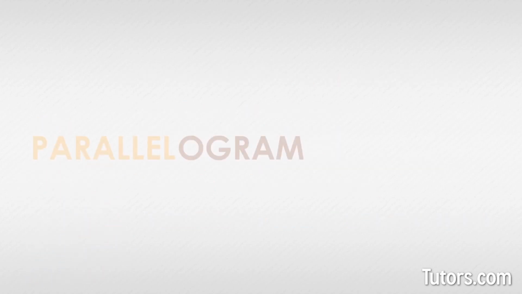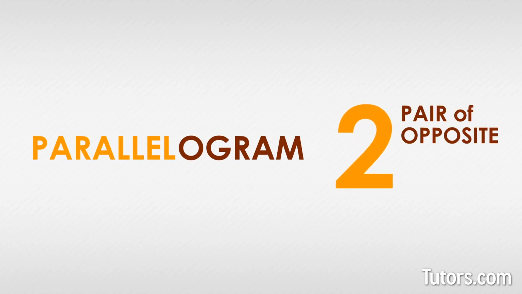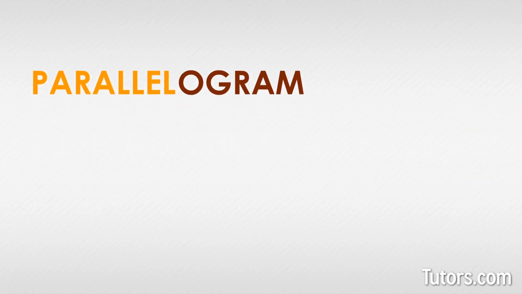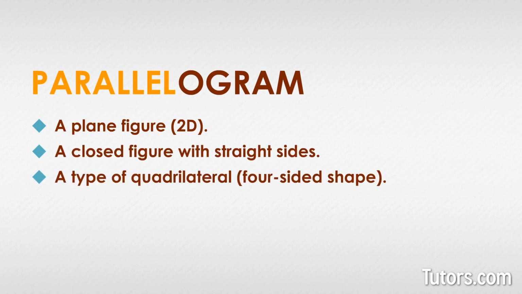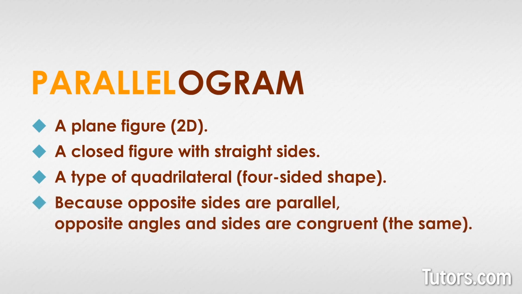Let's begin. Any shape with the word parallel in it gives away an important insight. The four-sided shape will have two pairs of opposite parallel sides. As a quick refresher, a parallelogram is a plane figure, so it is two-dimensional. It is a closed figure with straight sides, a type of quadrilateral, a four-sided shape. Because opposite sides are parallel, opposite angles and sides are congruent, the same.